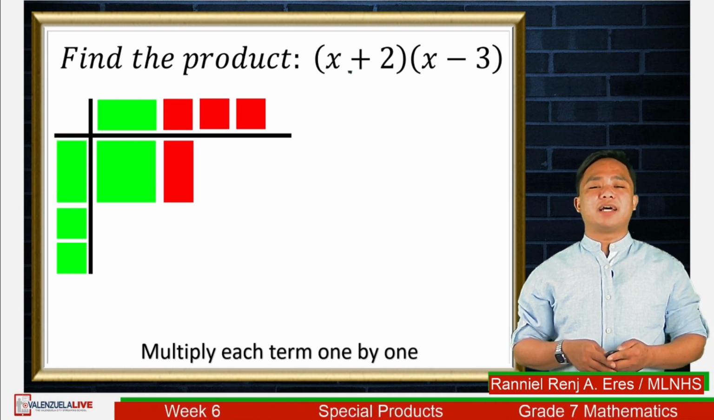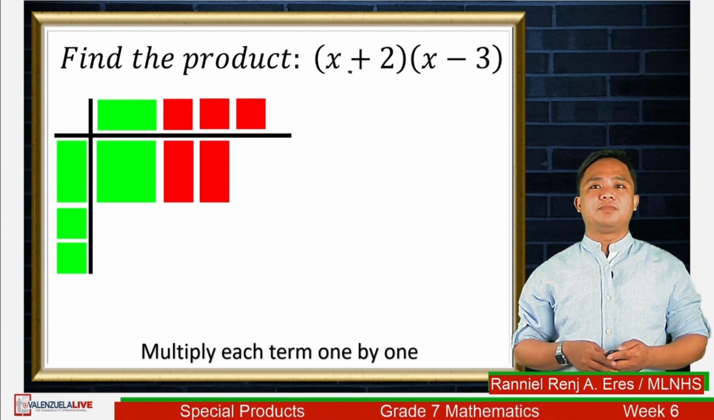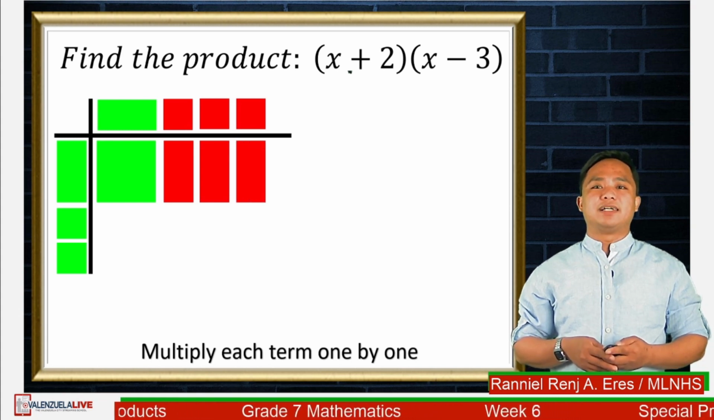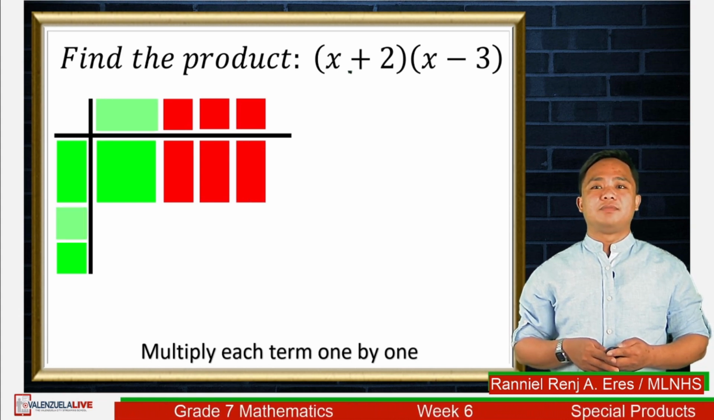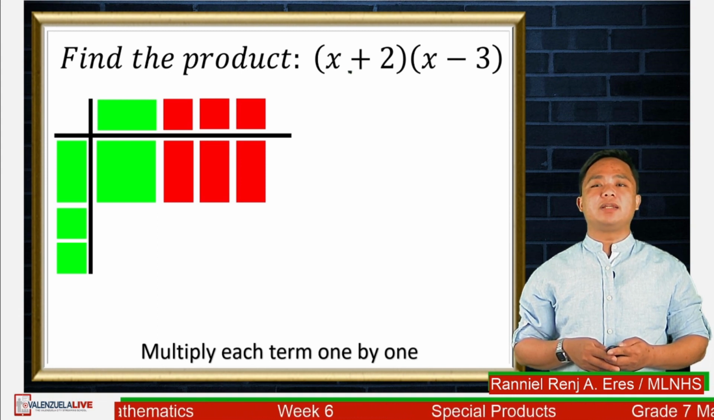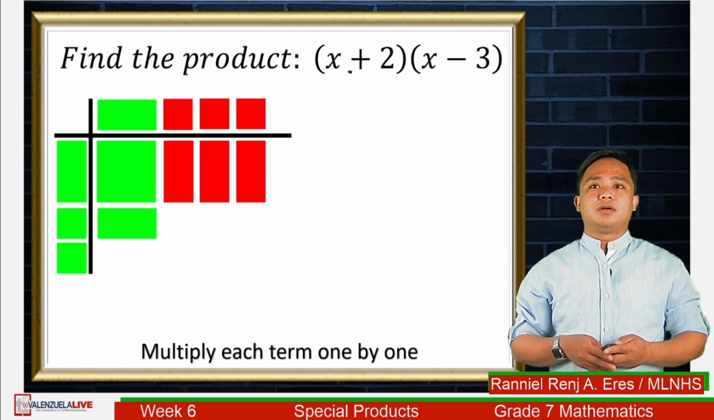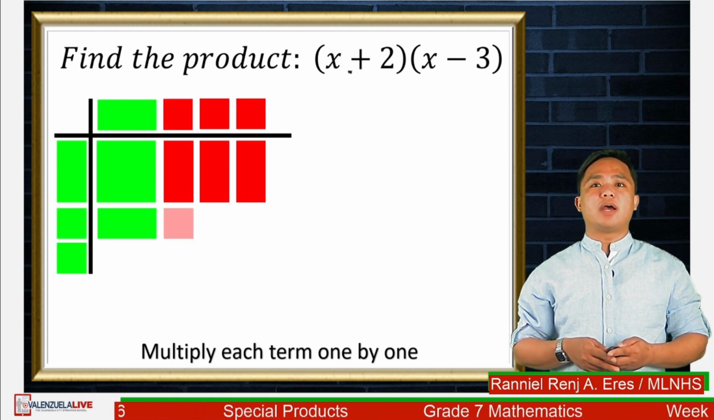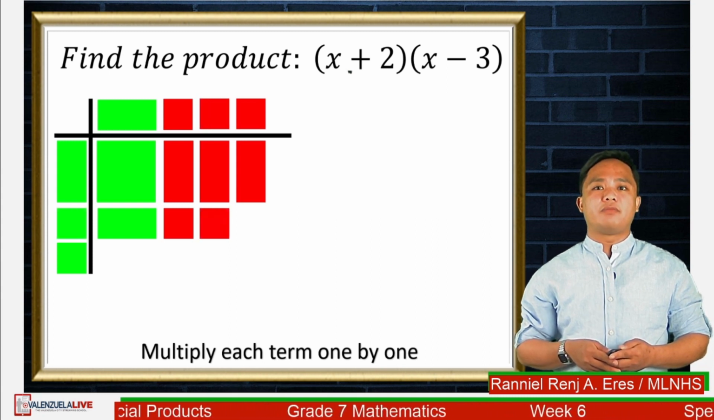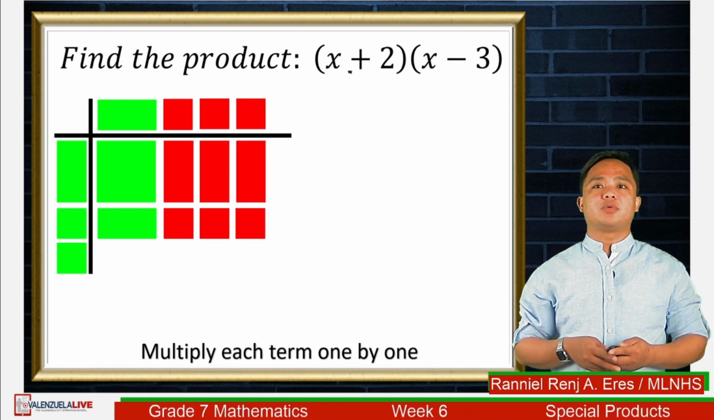Green rectangle times red square, we have red rectangle. Next, we have green square times green rectangle, we have green rectangle. Red square times green square, we have red square.